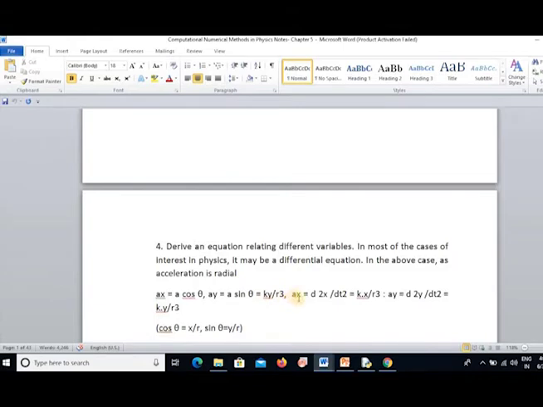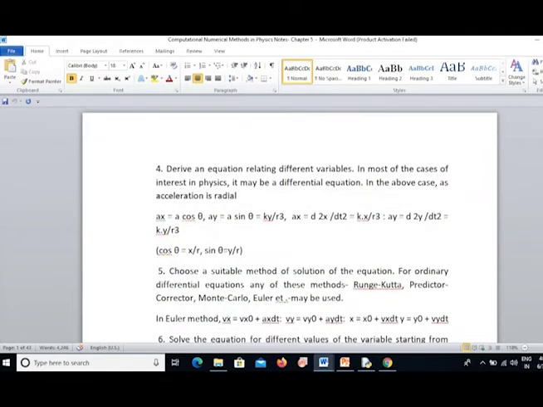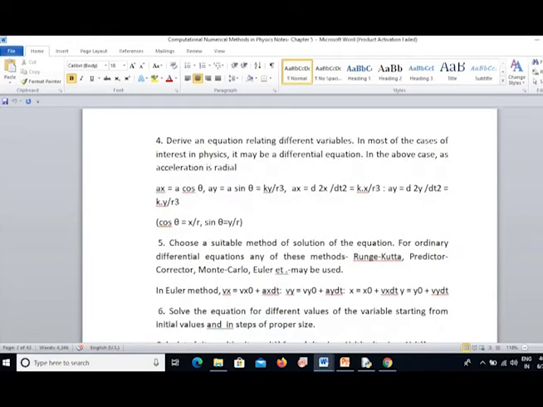And what is ax? Acceleration, that is d square x by dt square. So for that I can write kx by r cube. And ay is equal to d square y by dt square, which is equal to ky by r cube. That is, cos theta is equal to x by r, and sin theta is equal to y by r. Now you understand the equations relating the various parameters that we have discussed. Then you can choose any method. Since it is a differential equation, I can choose any method like Runge-Kutta, predictor corrector, Euler method, etc. for solving this differential equation.